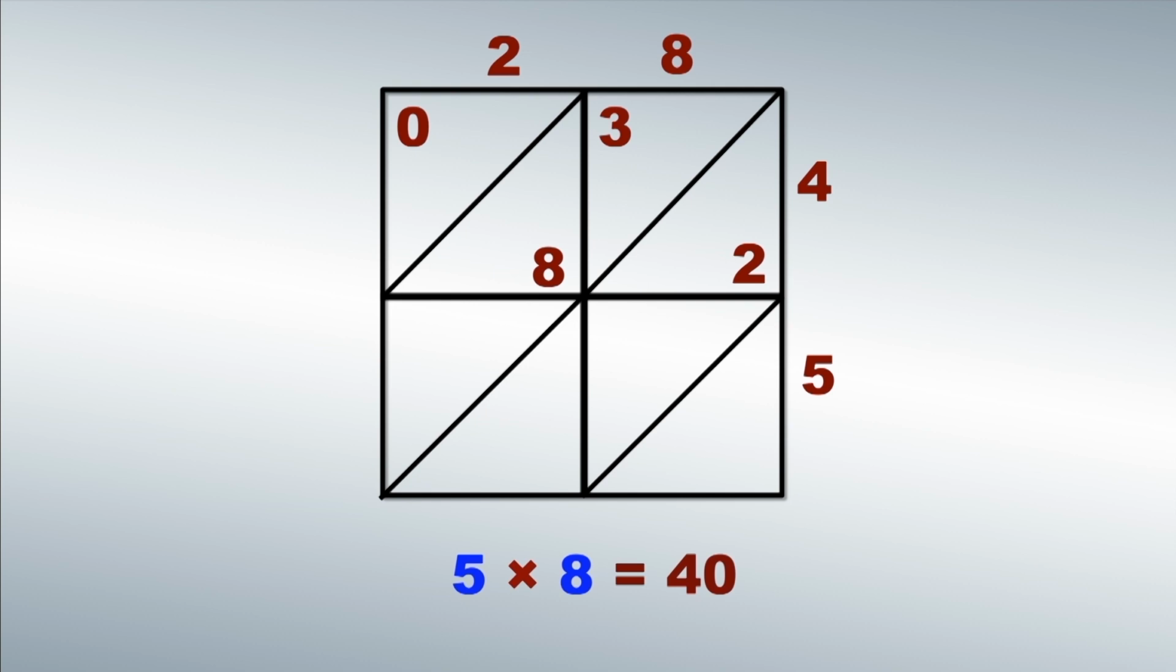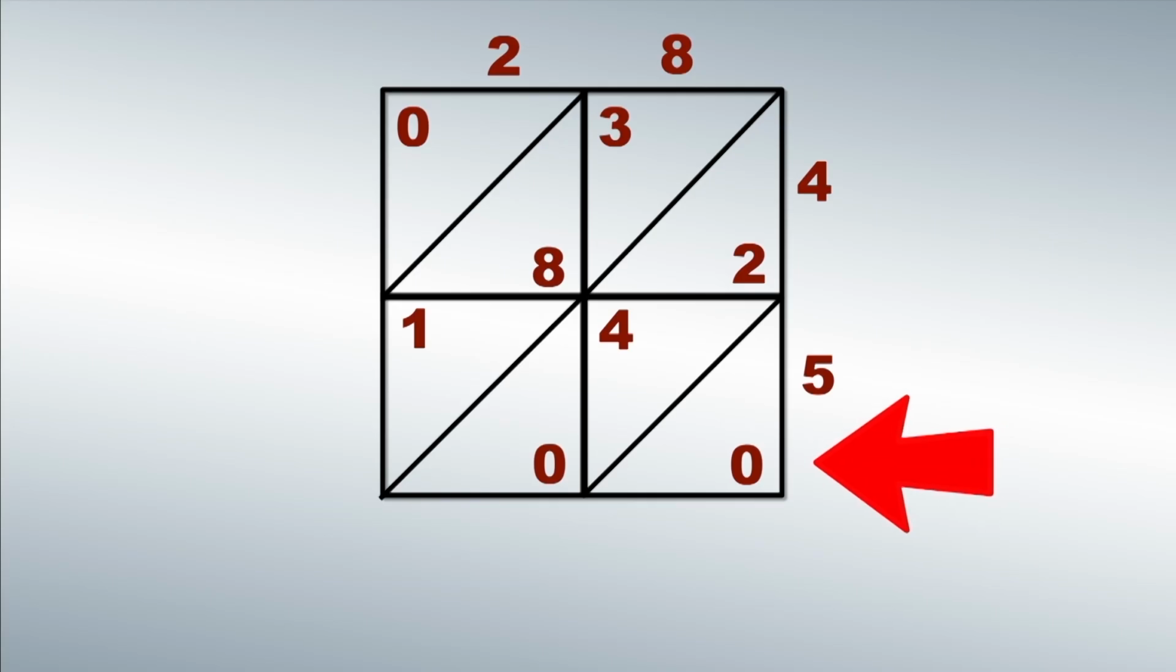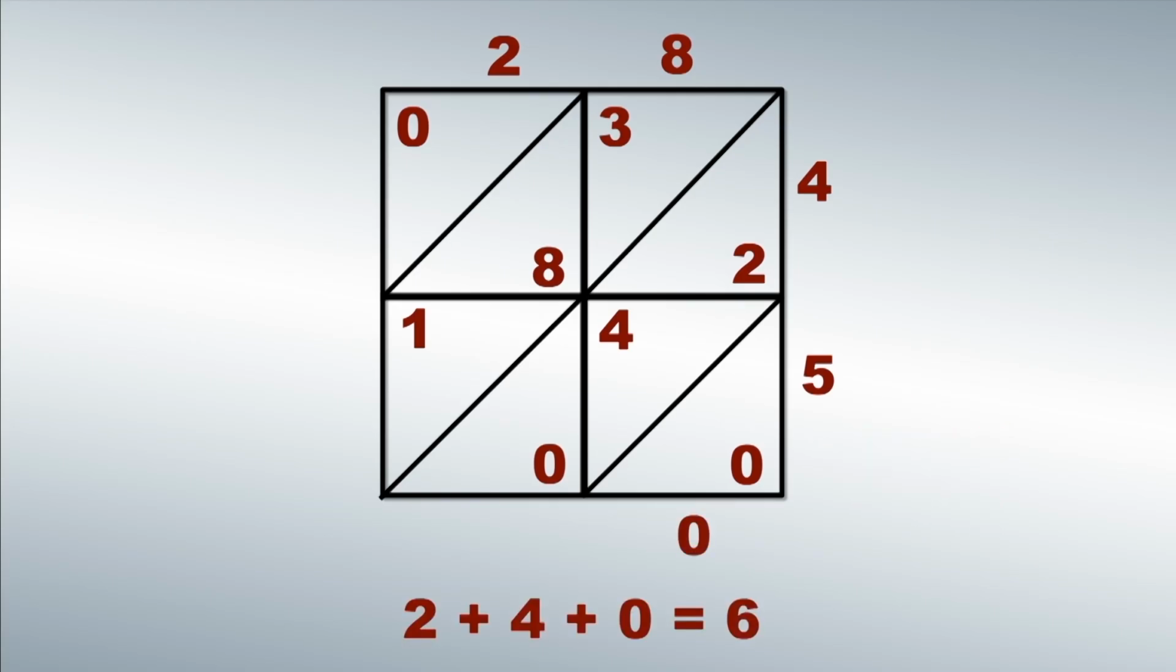Similarly, multiply 5 by 8 and write 40 in the bottom right triangles. Then multiply 5 by 2 and write 10 in the bottom left triangles of the square. Step 3. Now add the numbers on the same diagonal path, starting with the bottom right triangle, as 0 will come as it is. Then 2 plus 4 plus 0 equals 6.